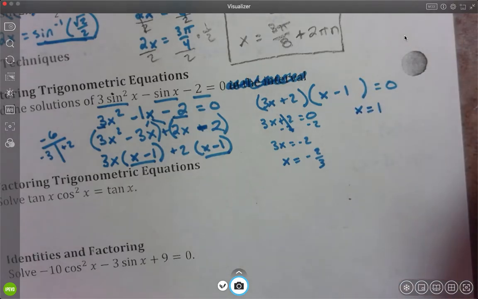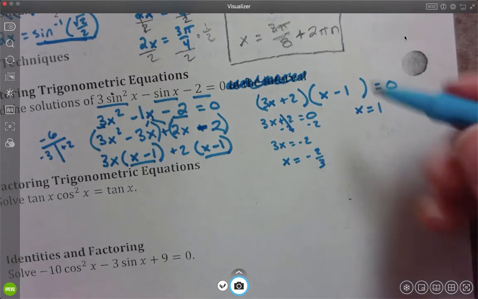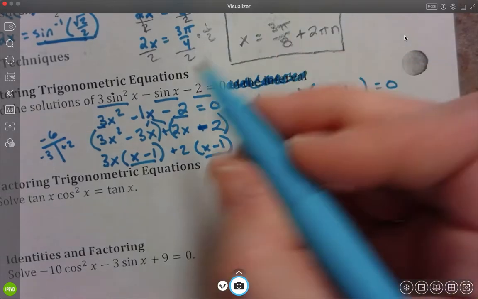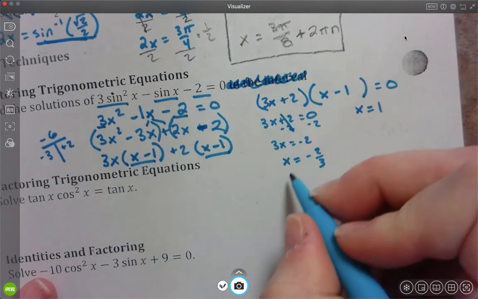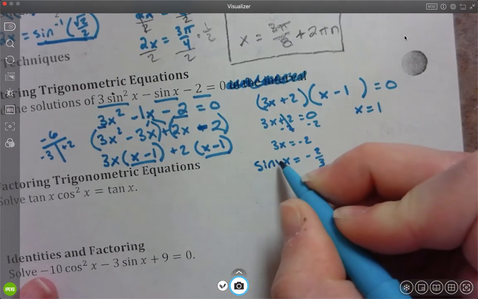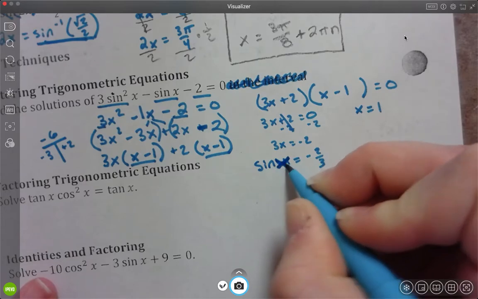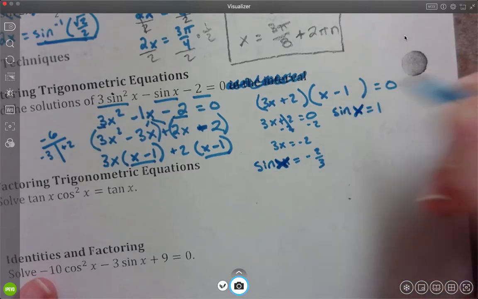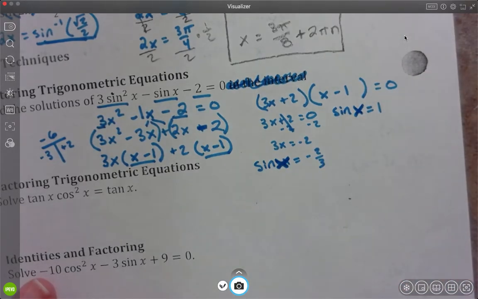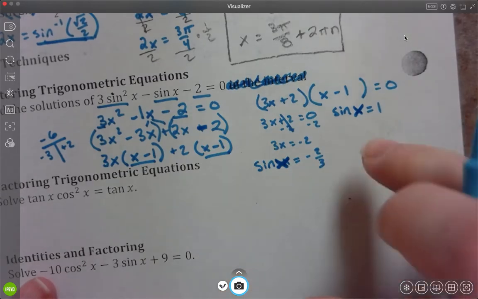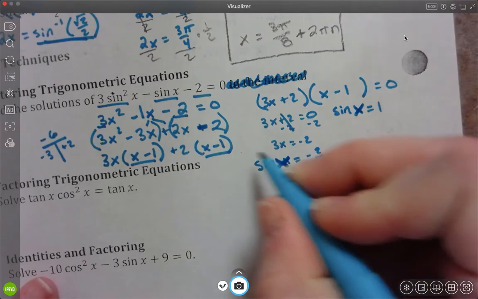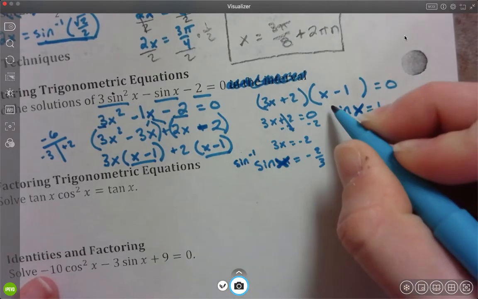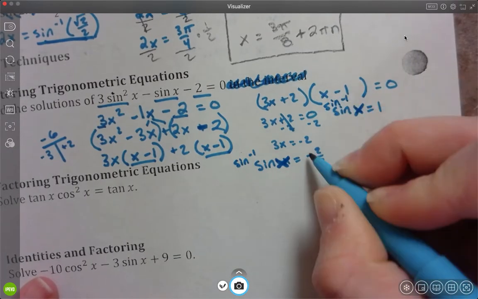Now, here's the tricky part, though. We're not dealing with just x. We took x and replaced it with sine of x, so it's actually sine x and not just x. Sine of x and not just x. Okay, so now we have sine of x is negative 2/3 and sine of x is 1. And so what we're going to do is the inverse sine, just like we would do before, of both of these things.